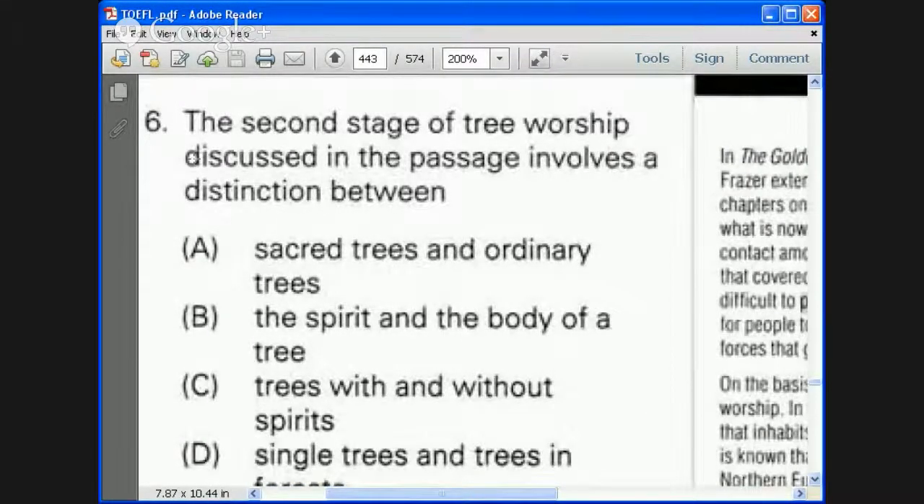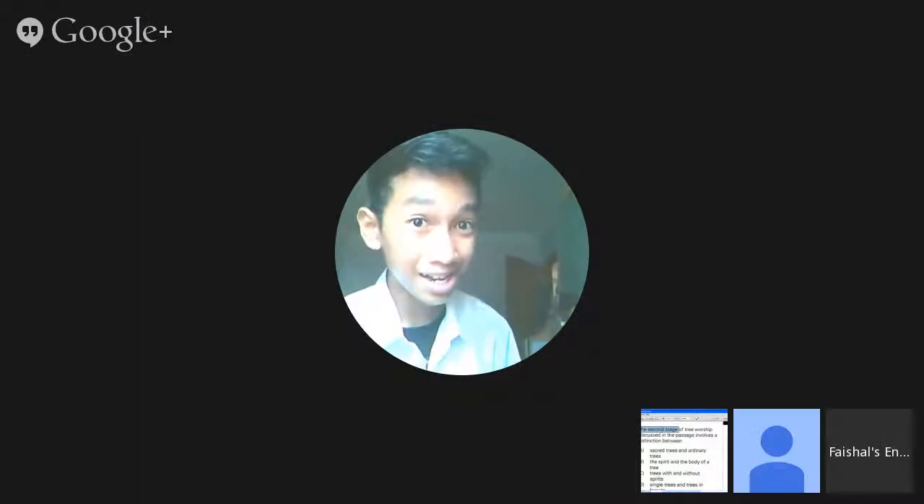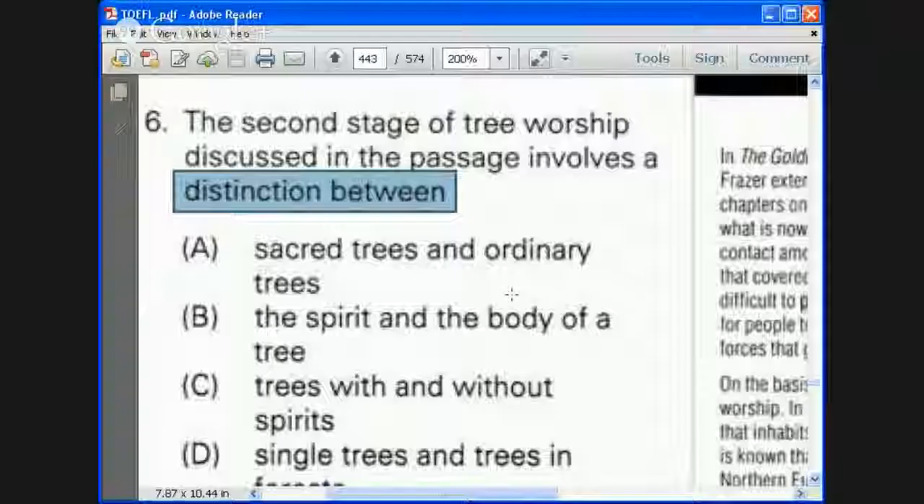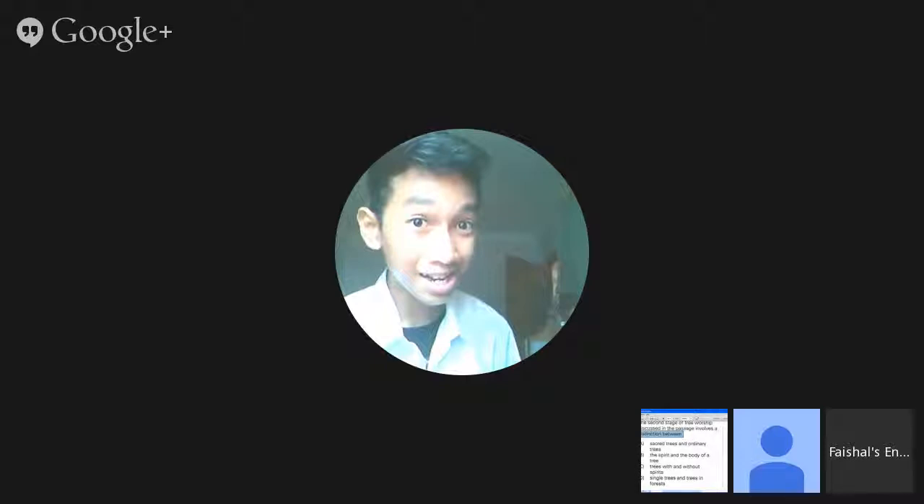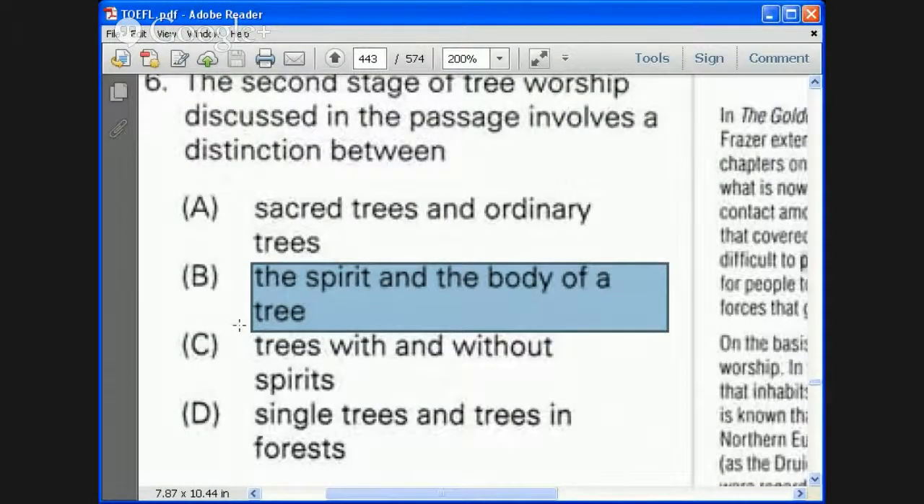The second stage. Stages come into effect of tree worship. Yes, Faisal? Involves a distinction between. Let's look at the second paragraph. This is why I said when we first went through, Faisal, here's first point, second point, third point. It's going to be important to understand what the first stage, second stage, and third stage are. Michael, do you agree or disagree?